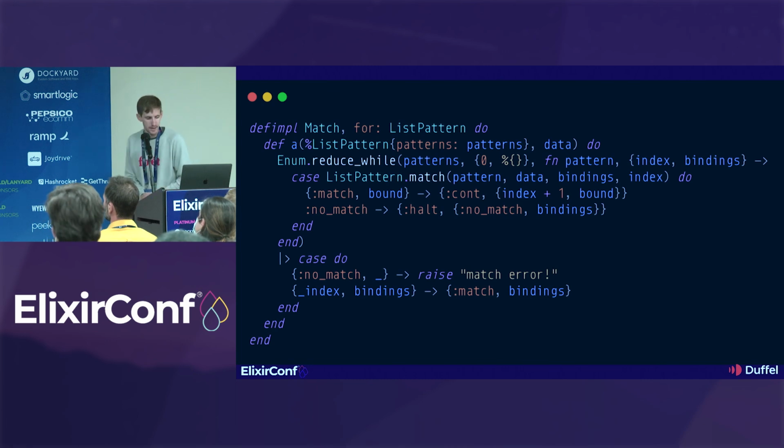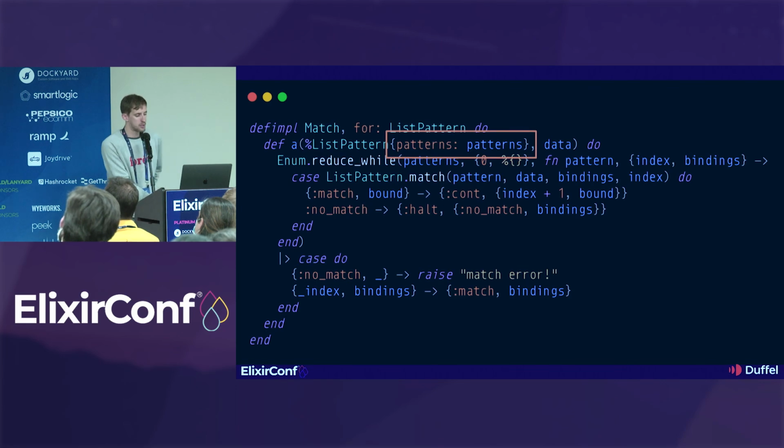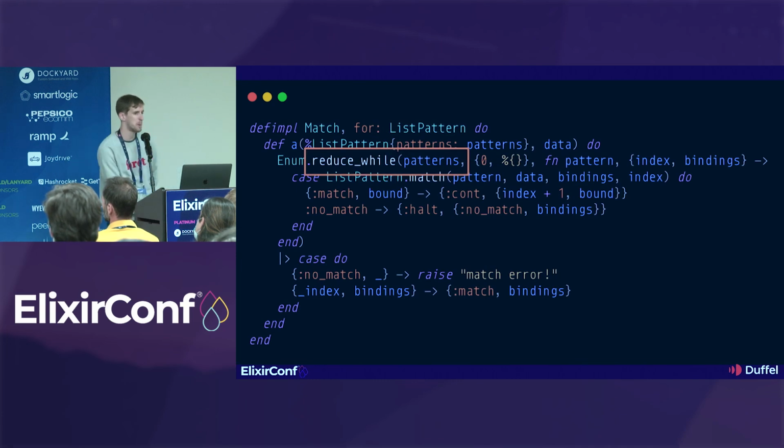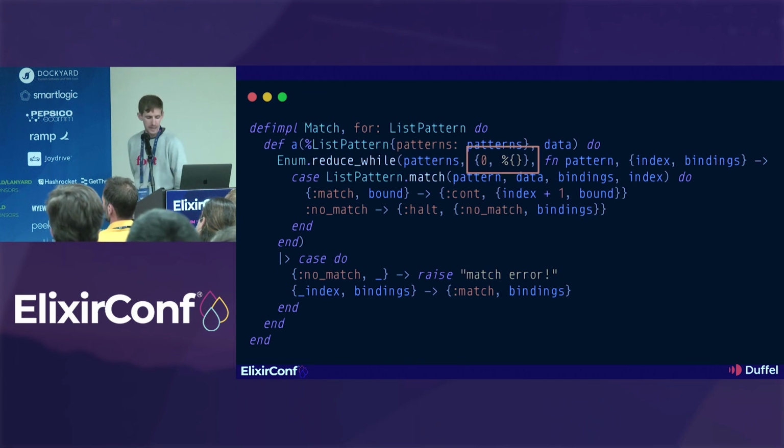So again, lots of code here. Let's try and step through it a little bit. This is going to be our list pattern implementation of the match protocol, okay? So the first thing we do is we get those patterns out. That's the list of patterns that you have, okay? And we reduce while over it just so that we can bail out if we have a match error earlier. And then this is our accumulator.